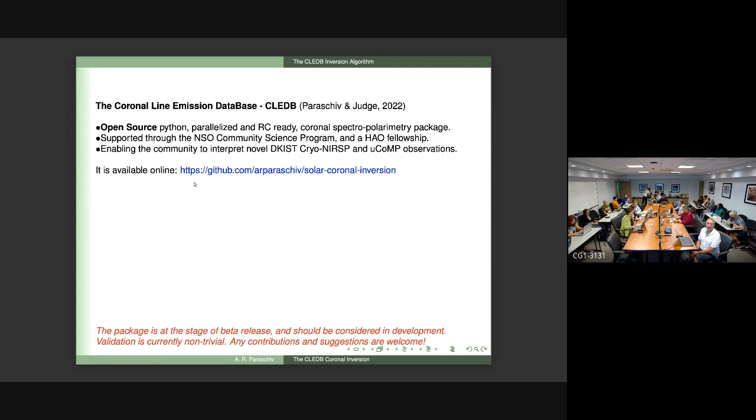So, this being said, I'm going to introduce CLEDB. This is called the Coronal Line Emission Database Inversion, and it is an open source package that you can download and access and use now without ever sending me an email. If you need to send me an email, but it's there. And this was supported through NSO and HAO in the last 4 years. And I wrote it as a semi-automated pipeline for the community to use.